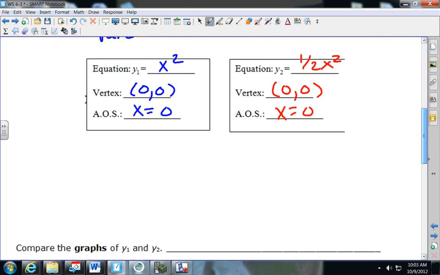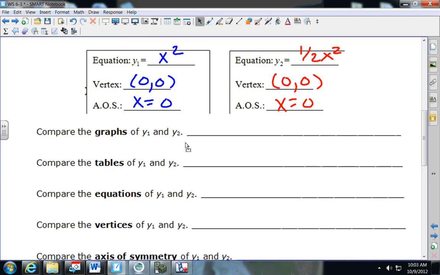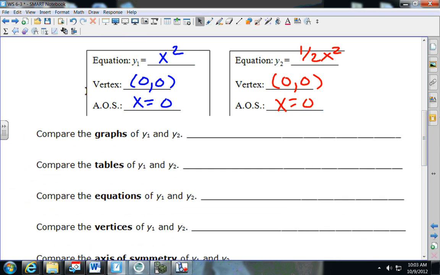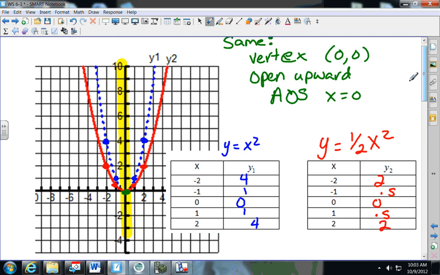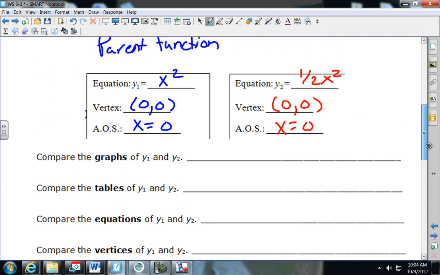If I move down just a little bit, because everything seems to be way down here. There we go. Compare the graphs. Well, that's what we did up here. We said what was the same. Okay, but we did see that y2 was wider, fatter, more plump, whatever you want to say.